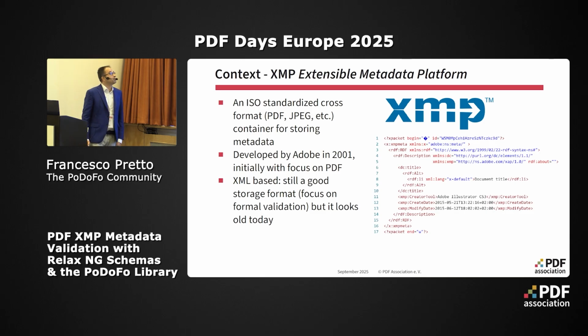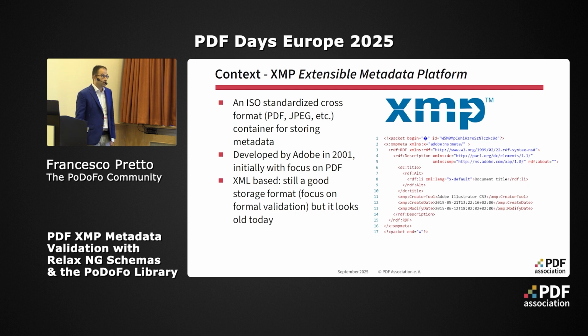Okay, so let's begin with the context. XMP stands for Extensible Metadata Platform. Most of you are already aware of it. It is a storing container for metadata, and you can use it across different formats: PDF, of course, JPEG, and others. It was developed by Adobe in 2001, with a focus on PDF. In the PDF context it is still XML based.